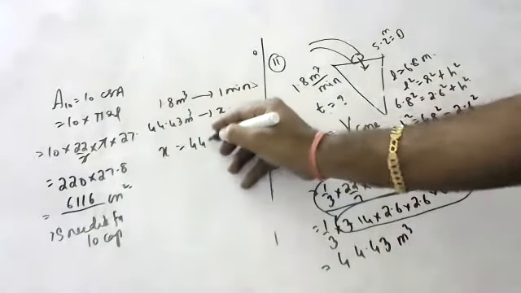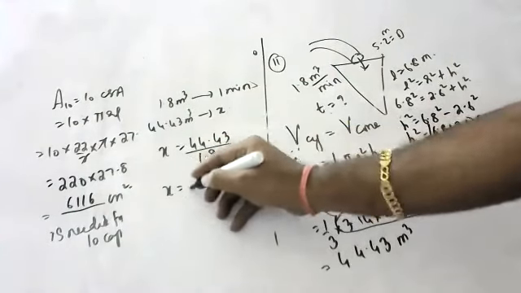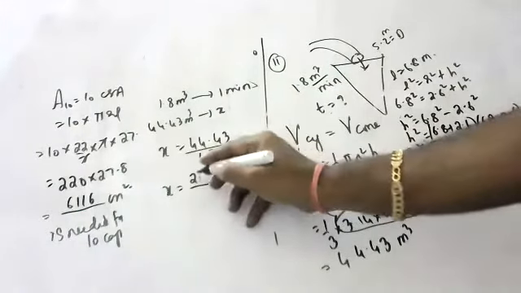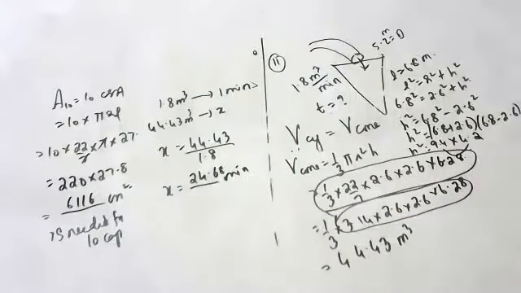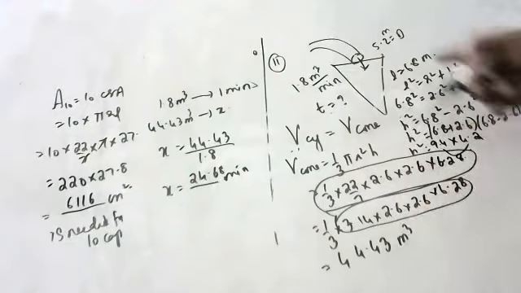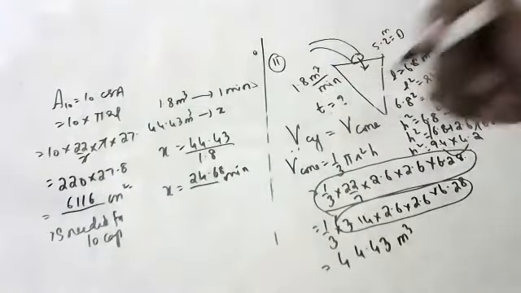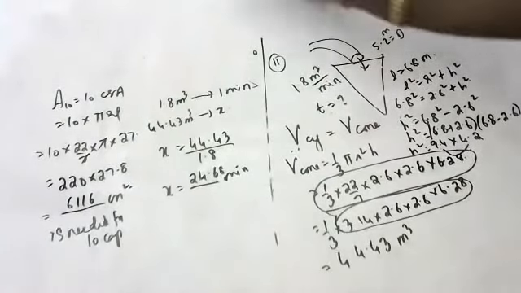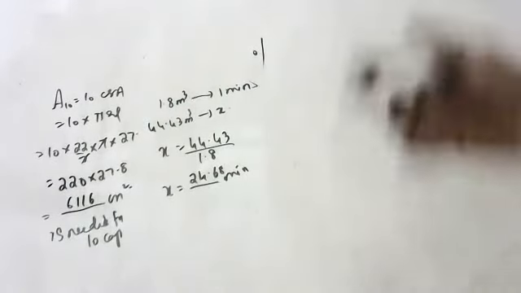44.43 by 1.8. And how many minutes? 24.68. 24.68 minutes it will take to fill the cone. That's all. Simple. Okay, we have to find the volume of the cone. After finding the volume of the cone, 1.8 meter cube in 1 minute, 44.43 in how many minutes? Last question. Don't get confused, children. Okay, last question.